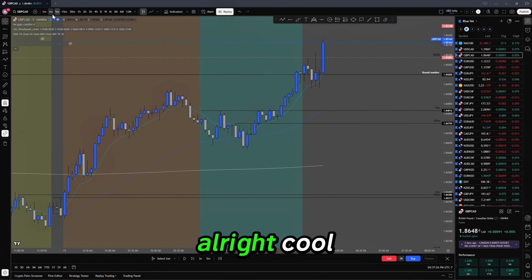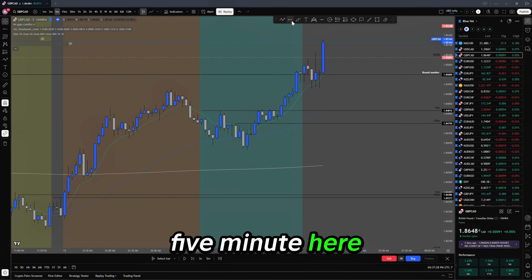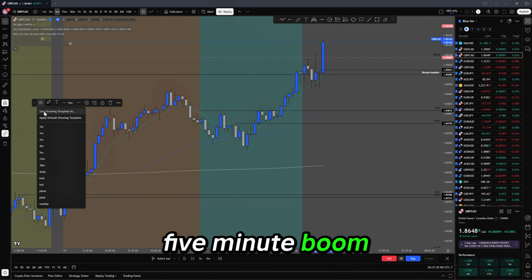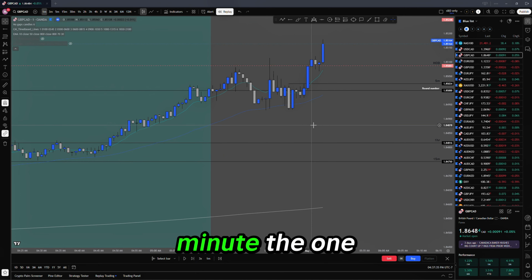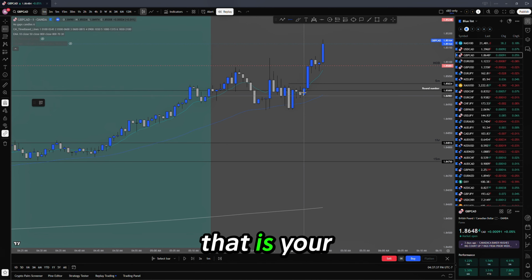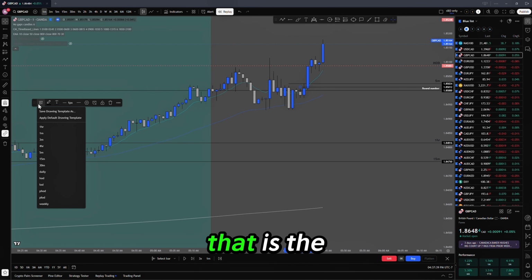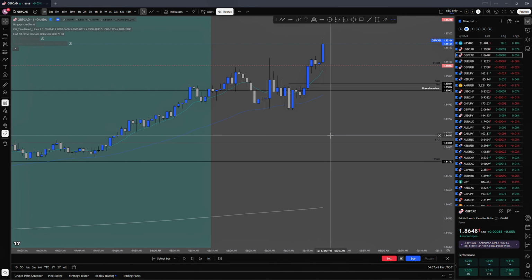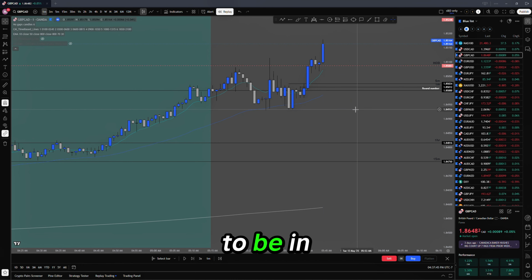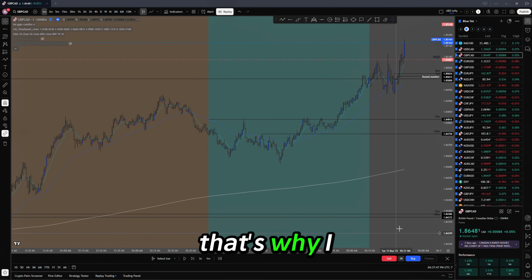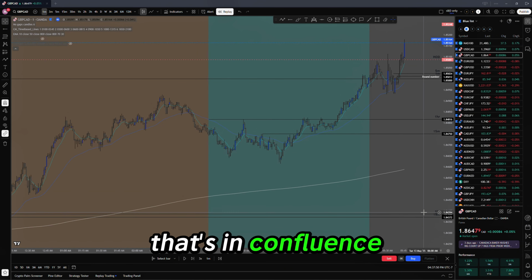But I saw this other impulse. I was like, all right, cool. We have a 5 minute here. 5 minute, boom. And now we have a 1 minute. The 1 minute is crucial. That is your entry model. That is the entry confirmation. Now, notice they have to be in confluence with each other. That's why I marked these specifically. Look at that. That's in confluence with each other.